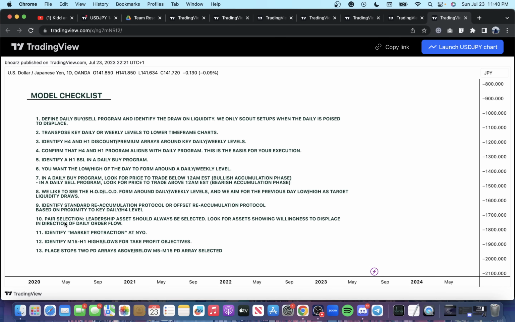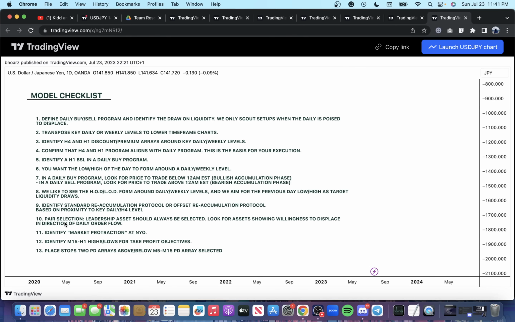The seek pair is always the pair that's showing a lack of willingness to displace, right? So the pair showing the lack of willingness to displace, you're not trading that, because that's the seek pair or the sympathetic pair. You're always looking for leadership, meaning if dollar is expanding higher, the pair you're trading, if it's positively correlated with dollar, should be expanding higher, or if it is negatively correlated with dollar, should be expanding lower.